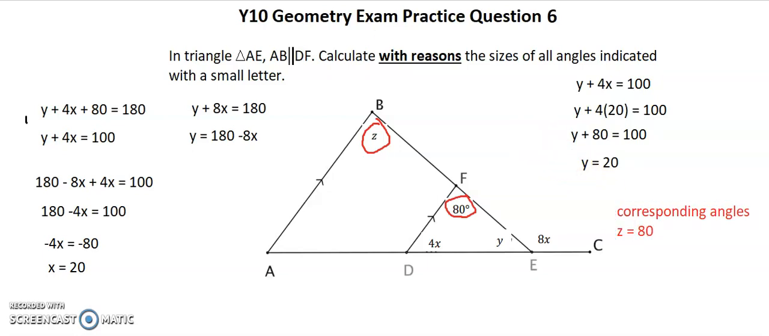If you forget about that, we could look at the supplementary angle here, and this angle here would be 100. And then we could look at z and 100 degrees, which are co-interior angles, which means they must add up to 180 degrees. So we can use all of our angle knowledge.